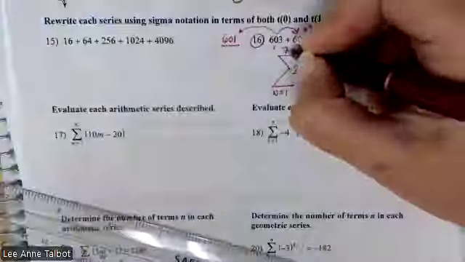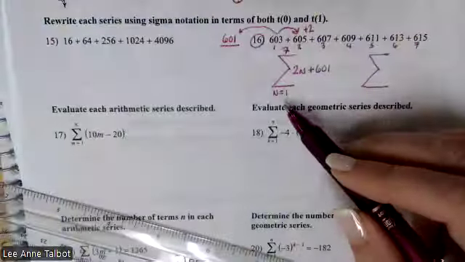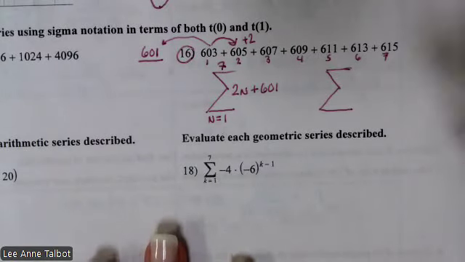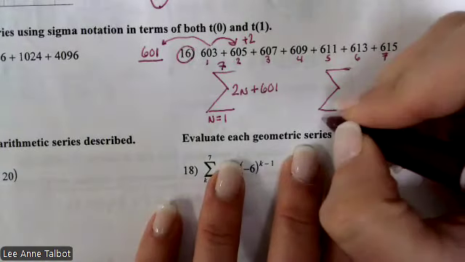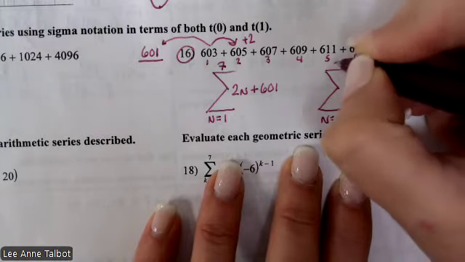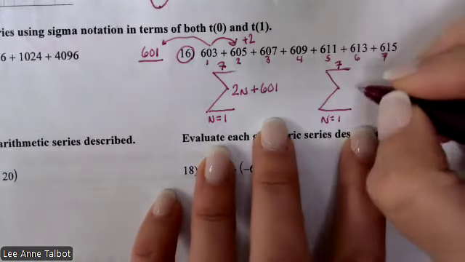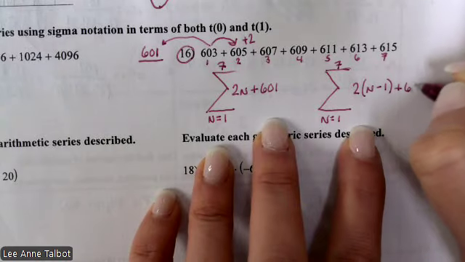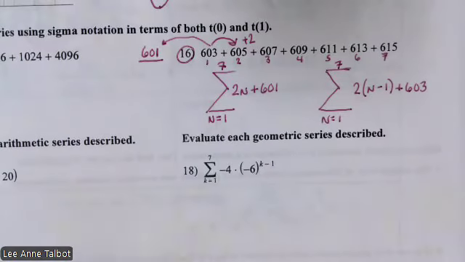Okay, so here's my first one. This is in terms of term zero. I told it to start at 1, end at 7. And my equation is 2n plus 601. And then for the first term, 2n minus 1 plus 603.